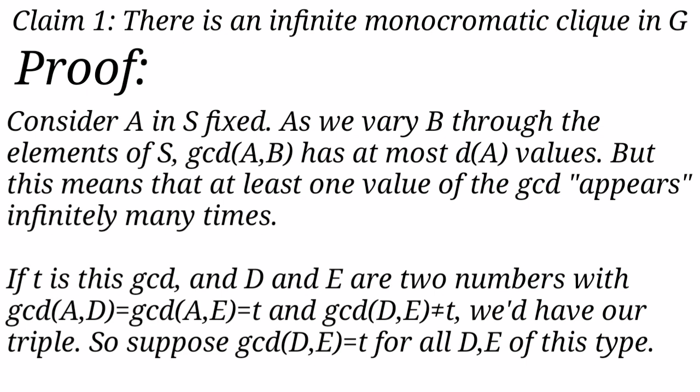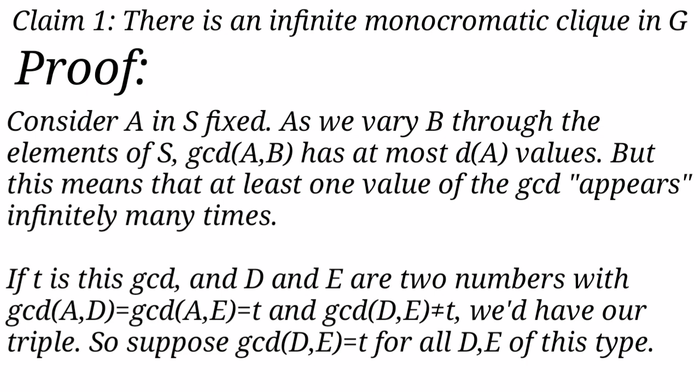Let T be this GCD that repeats infinitely many times when you take the GCD of A and B, with B being an element of S. And let D and E be two numbers in S such that the GCD of A and D equals the GCD of A and E, which equals T. So here's what we're going to do.